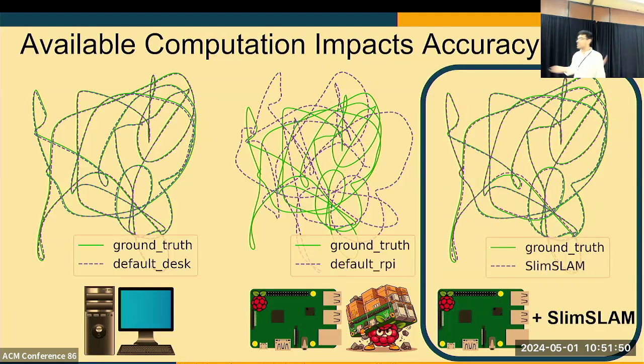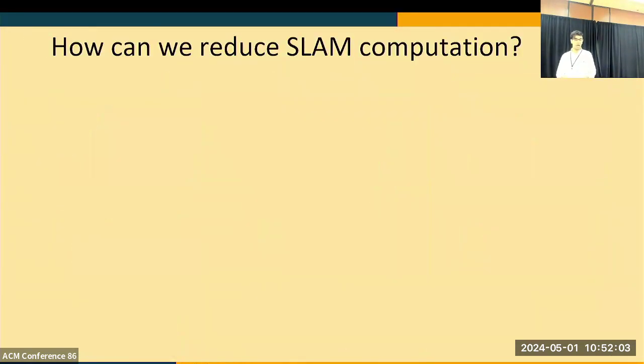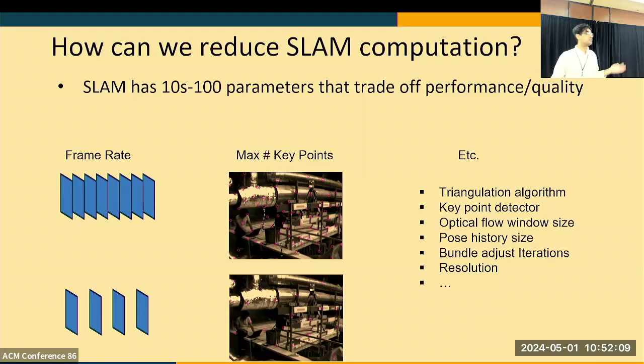What we want is something like Slim SLAM, where we slim SLAM down and get a really accurate trajectory with a really constrained computation budget. So, how do we actually reduce computation in SLAM? Well, it turns out SLAM has a ton of parameters, tens to hundreds of parameters that trade off performance and quality. This is stuff like frame rate.